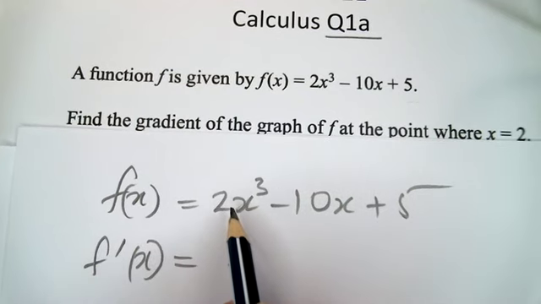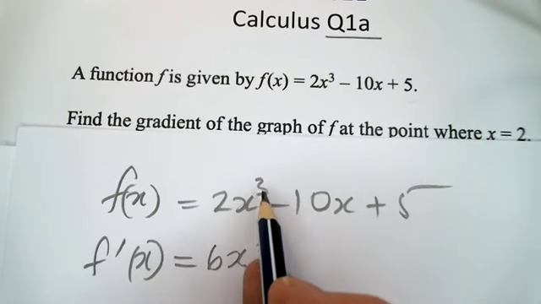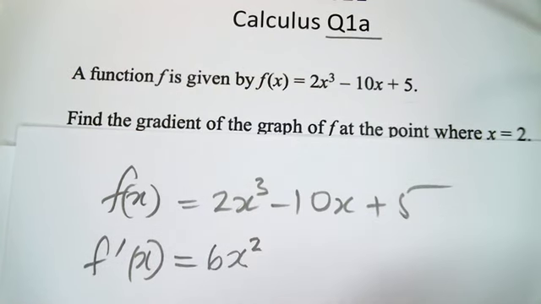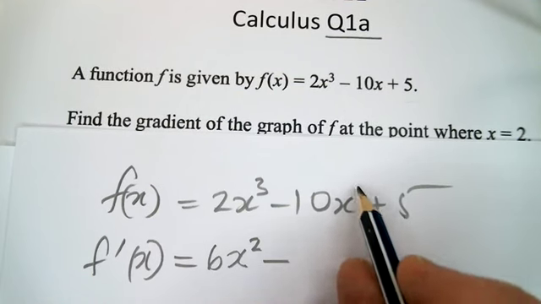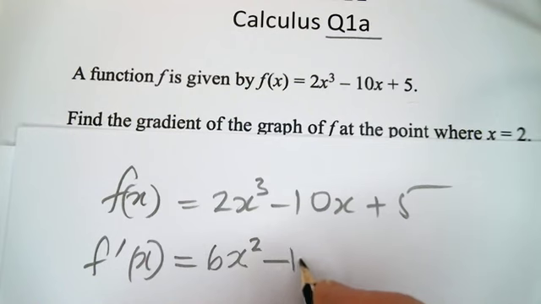Now this is where our differential skills kick in. I've got 2 times 3 is 6, so the new coefficient is 6, and I'm going to reduce the power by 1. It's 3 now, reduce it by 1, I get a 2. There it is. Minus, well, the power here is 1, so 1 times negative 10 is negative 10. There it is.